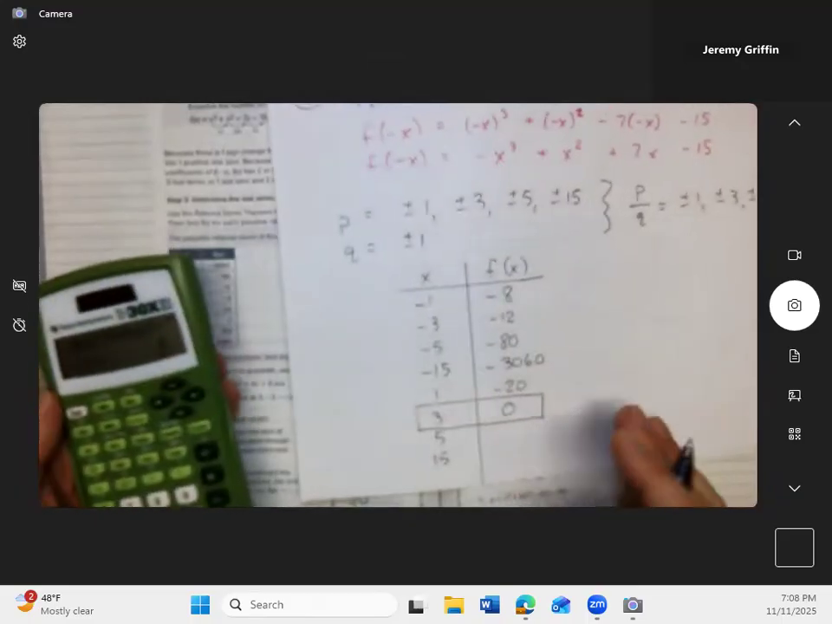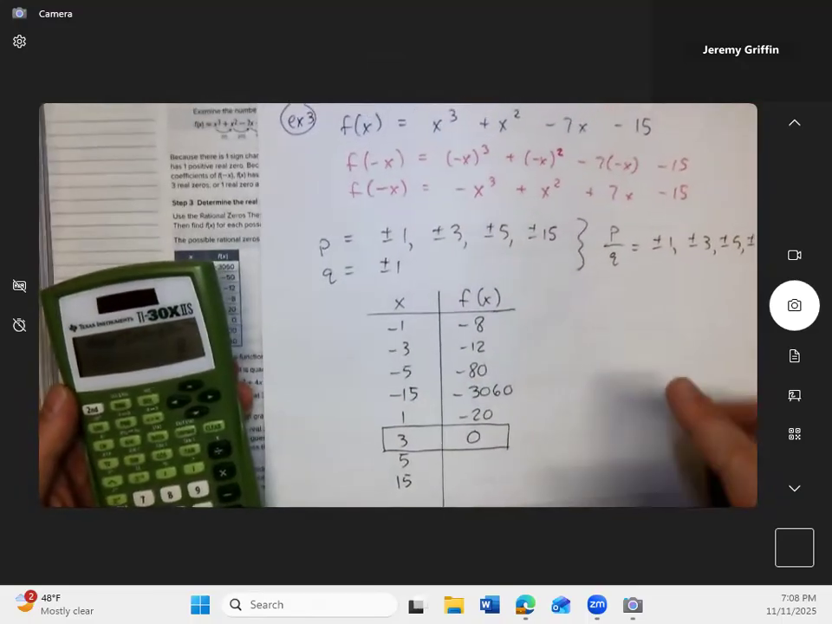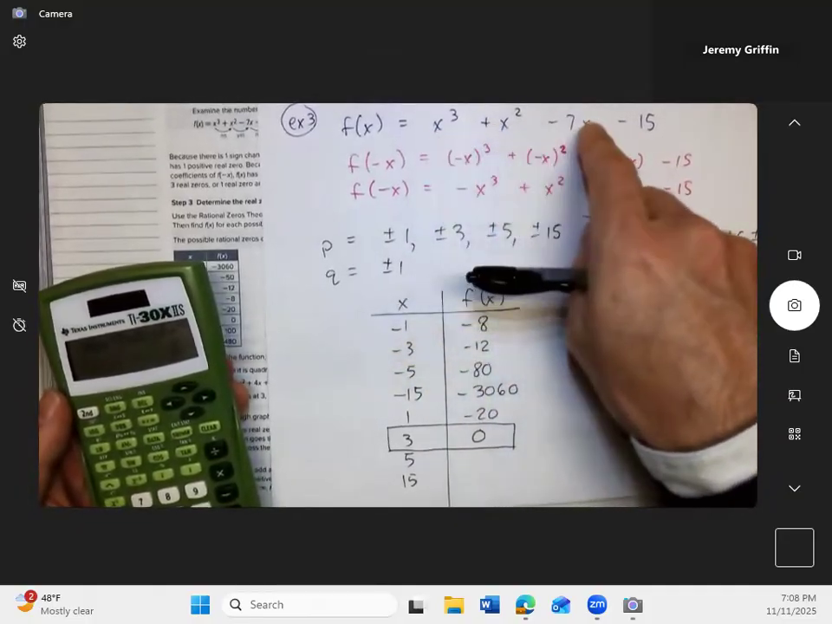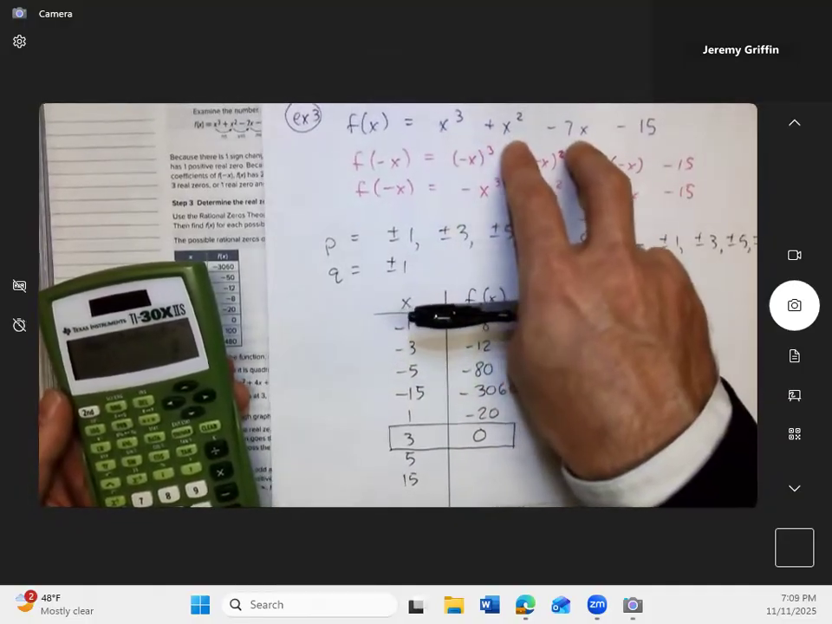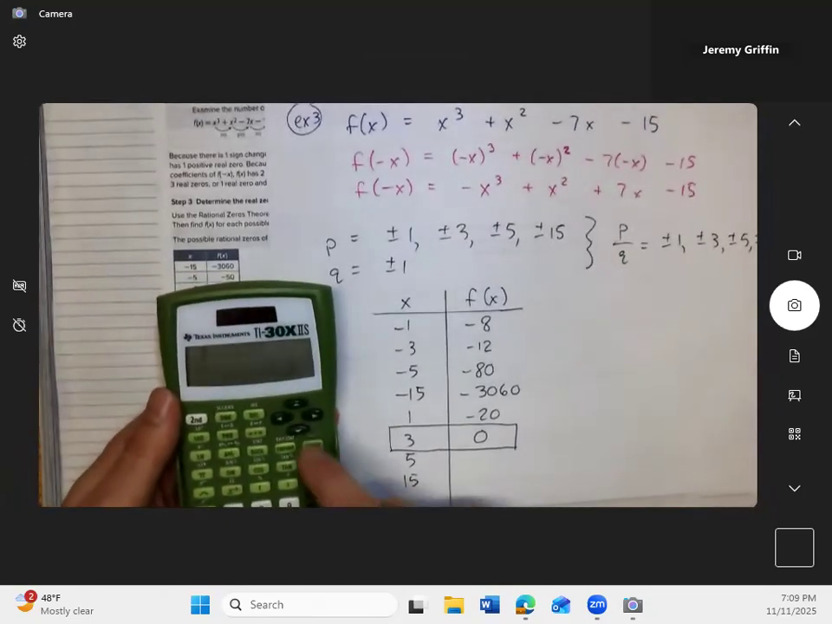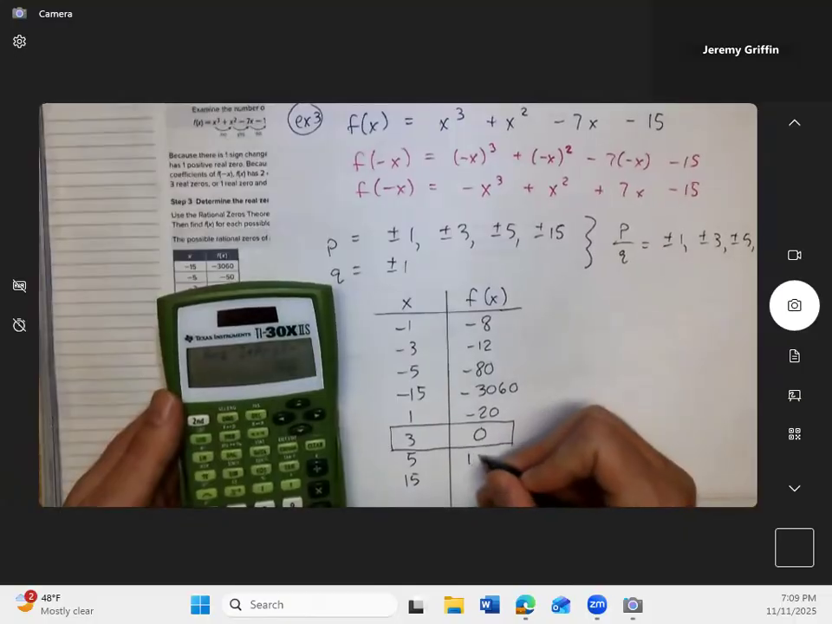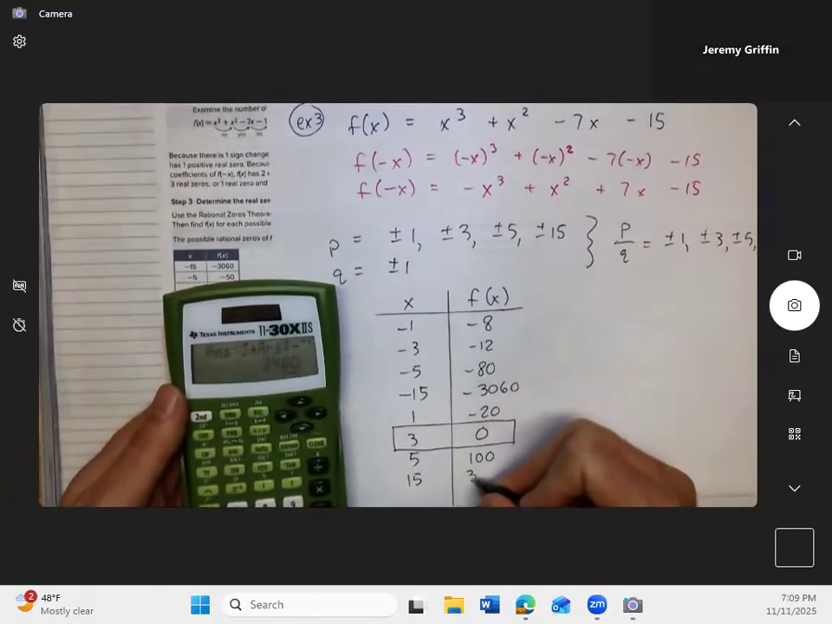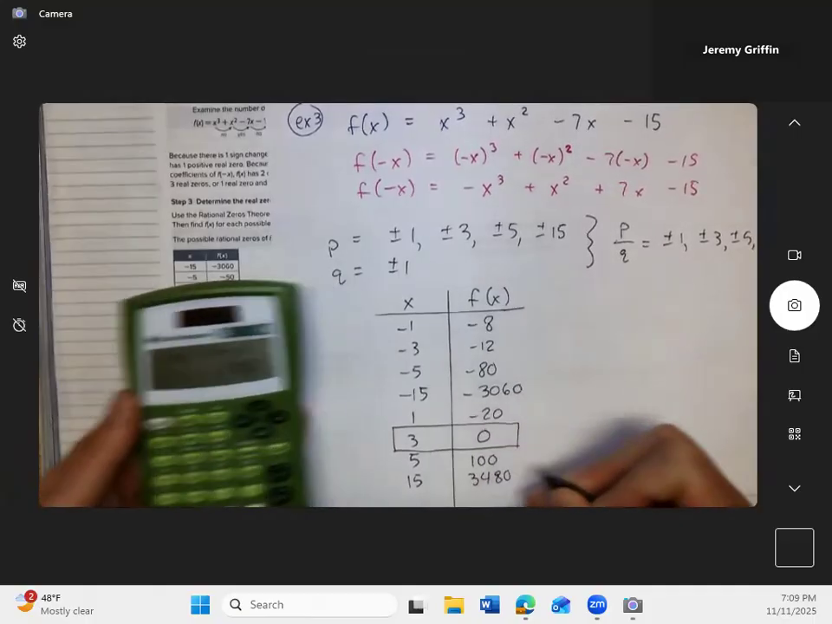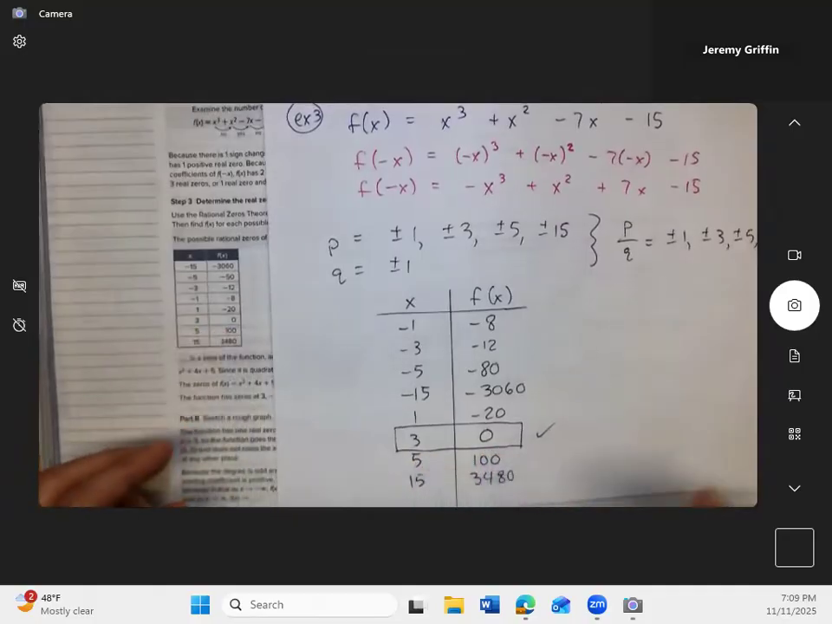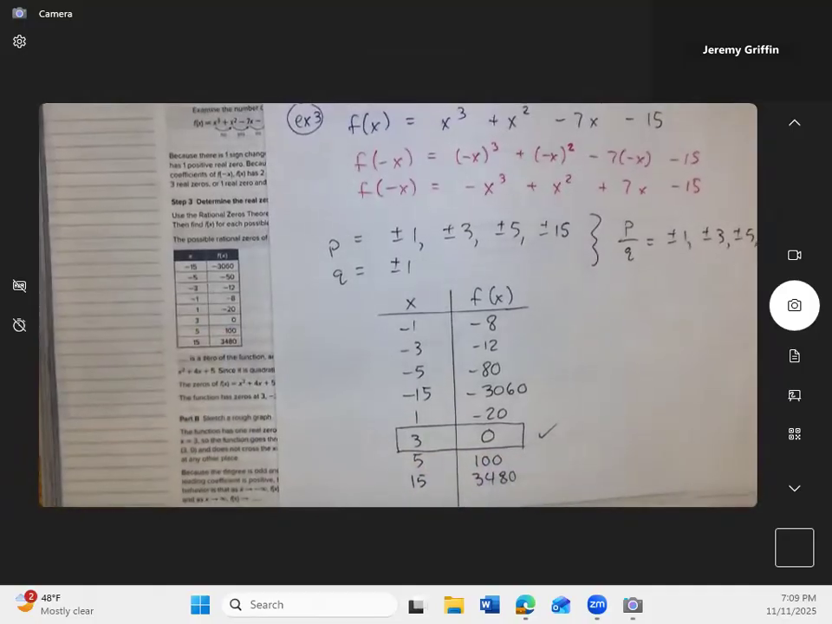Winner. And that's probably the only 0 because according to Descartes' rule of signs, I see one sign change in the polynomial: positive, positive, negative, positive. It's right here from here to here. So that's probably the only one. I bet these other ones cannot be zeros. If I plug in 5, yep, I get 100. That's definitely not 0. And 15, just to check my work, yeah, 3,000 and something. Did your book also get 3, 0? Yes, they did. Your book got the same thing. So that's probably the only 0.